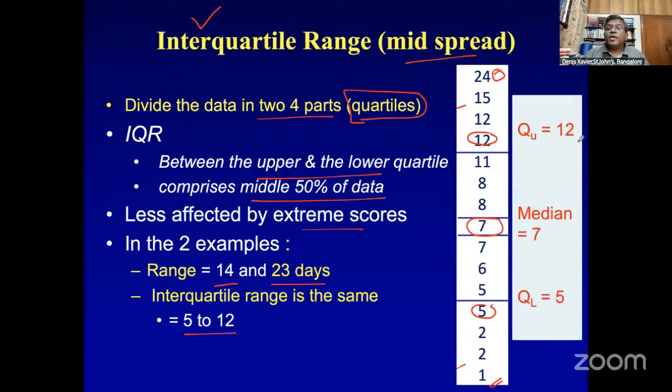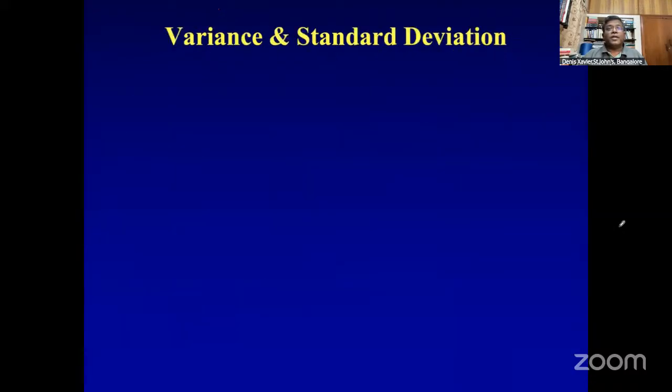Okay. So this is 12 and this is 5 and this is your median. So how do we write it? We write 7 and we put IQR 5, 12. That's how we write IQR.